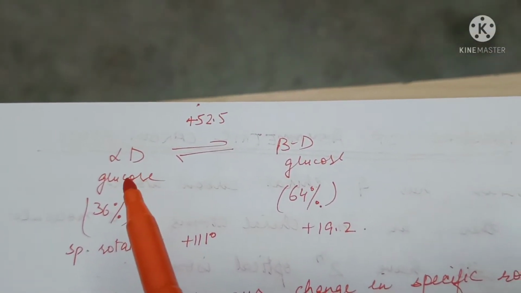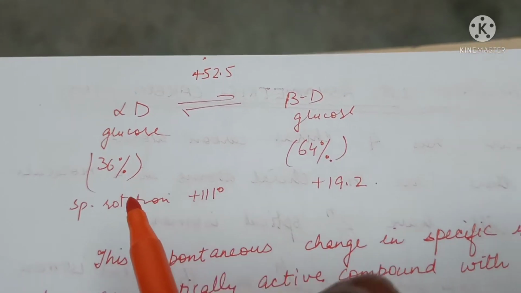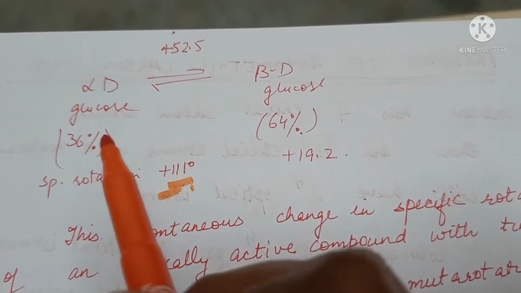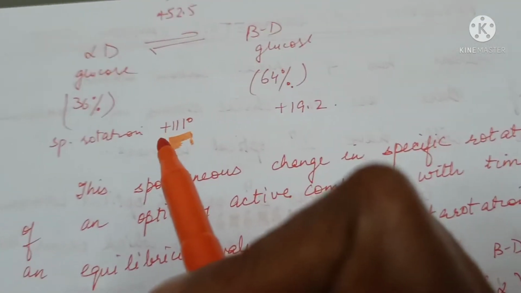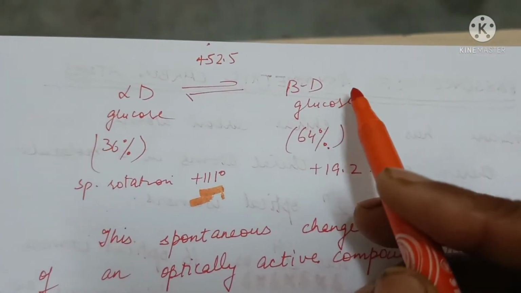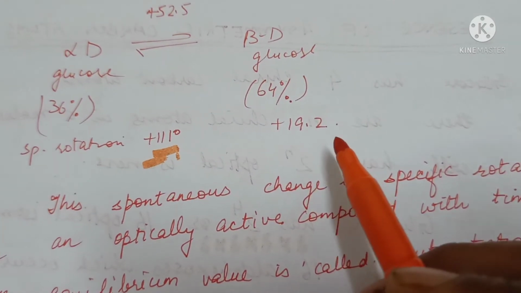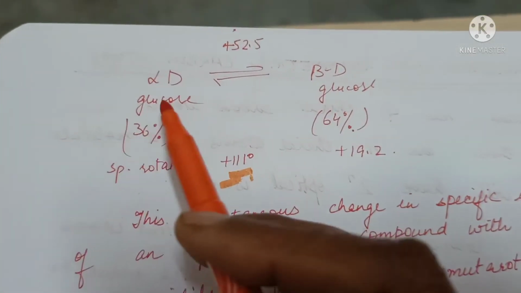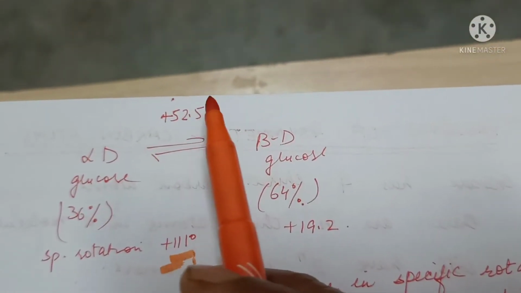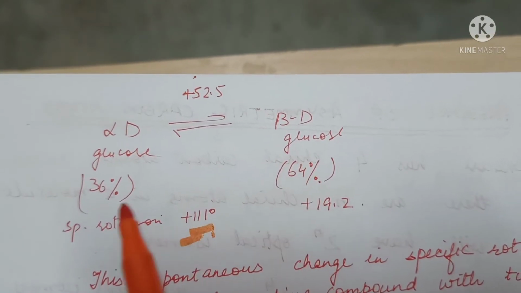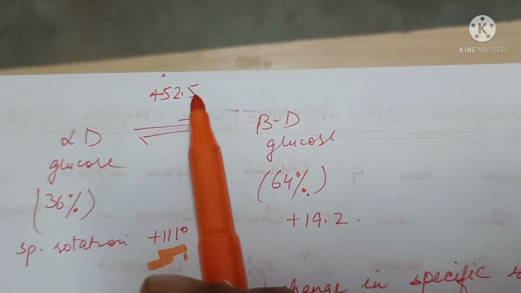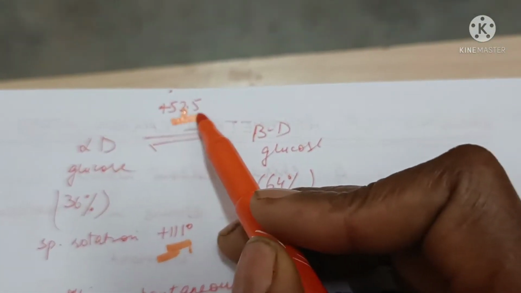When it is purely alpha D, the specific rotation angle is 111 degrees. The angle to which the plane polarized light is bent is towards the right at 111 degrees. But pure beta D glucose will bend it 19.2 degrees to the right. And when this is dissolved in water and allowed to stand, they form an equilibrium mixture containing 36% alpha and 64% beta. This equilibrium mixture will have an angle of rotation of plus 52.5.